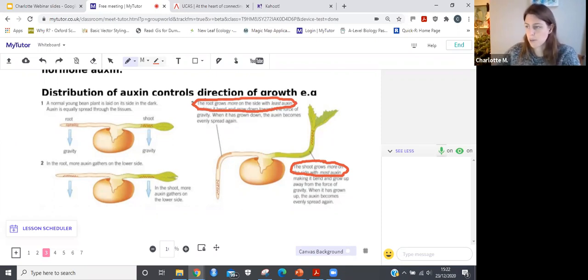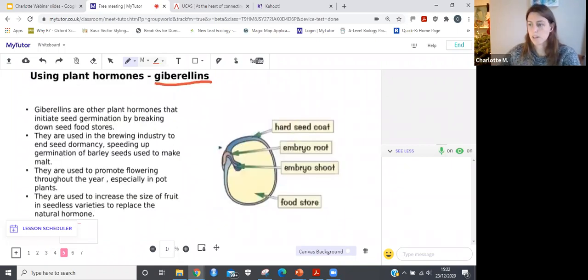Oh, someone said, can I go up a bit on this slide? And I'm sorry, I don't know which slide that was. Someone's asking if I can go to the Gibberellins slide. Yes, absolutely. Okay.